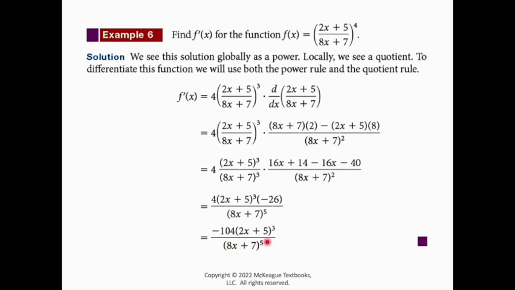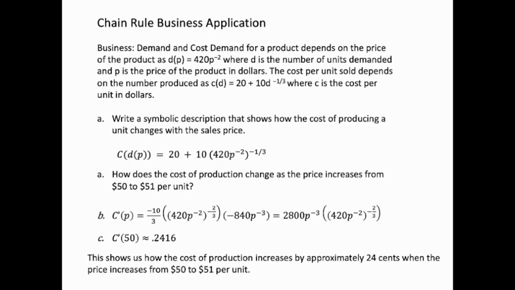In this last example, we're going to go over an example of a business application using the chain rule. So in this example, we are given 2 functions. We're given the demand function and we're given the cost function. The demand function relies on the price, so we would plug in the price and get out the demand. The cost function depends on the demand, so I would plug in the demand and get out the cost.